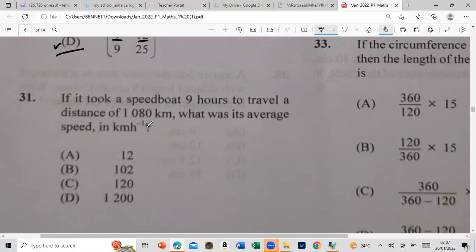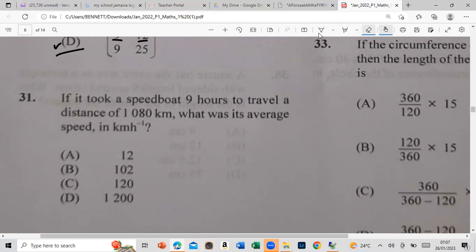If it took a speedboat 9 hours to travel a distance of 180 kilometers, what was its average speed in kilometers per hour? I was going to say they changed the unit, but it's still kilometer per hour.